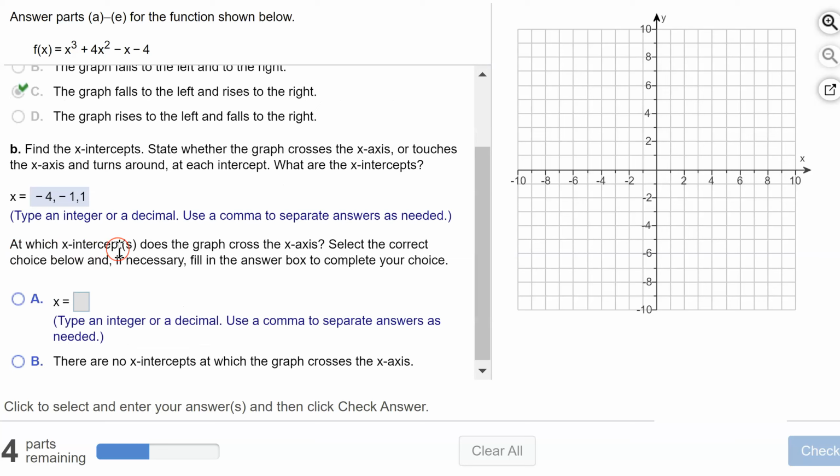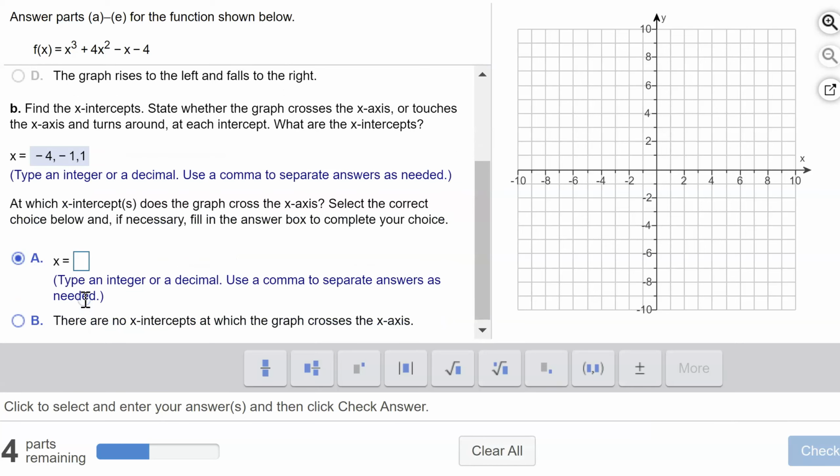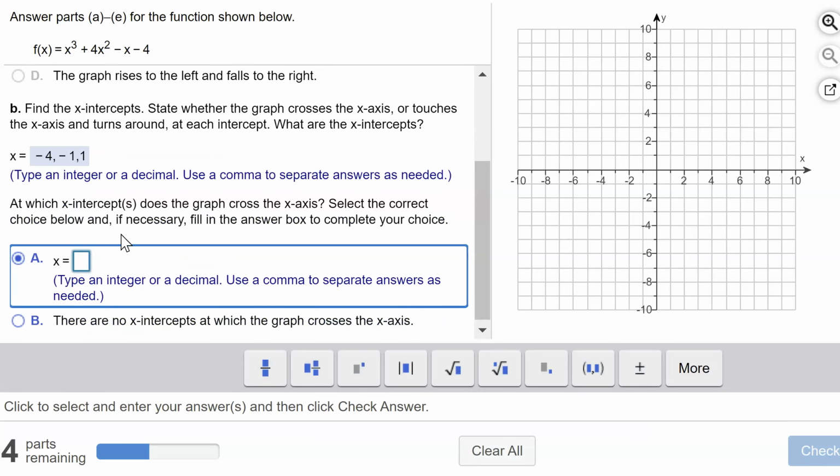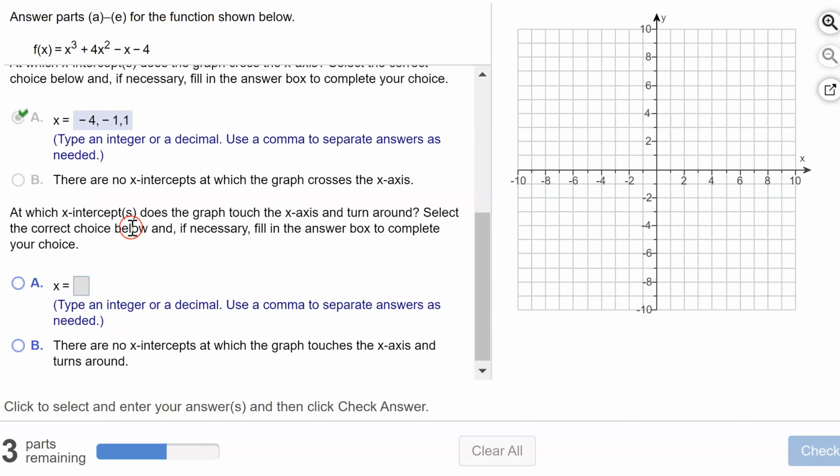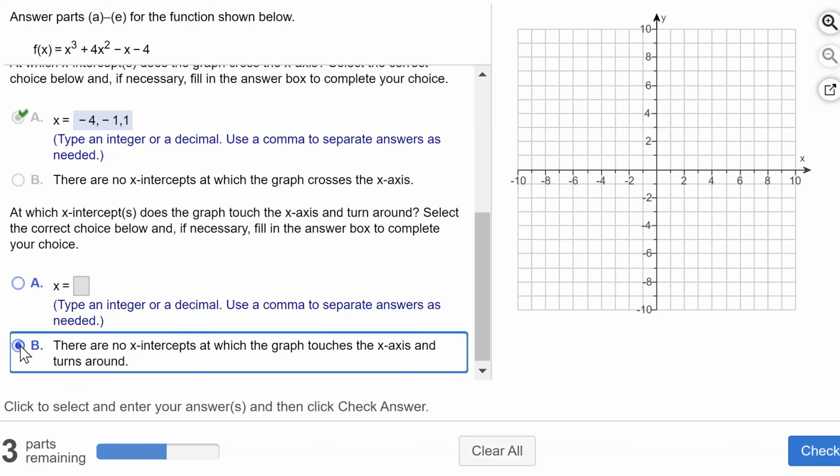Now, at which x-intercepts does the graph cross the x-axis? Well, it crossed at all of the x-intercepts, so I just put in -4, -1, 1, and hit enter. And that was correct. And at which x-intercepts does the graph touch the x-axis and turn around? None.